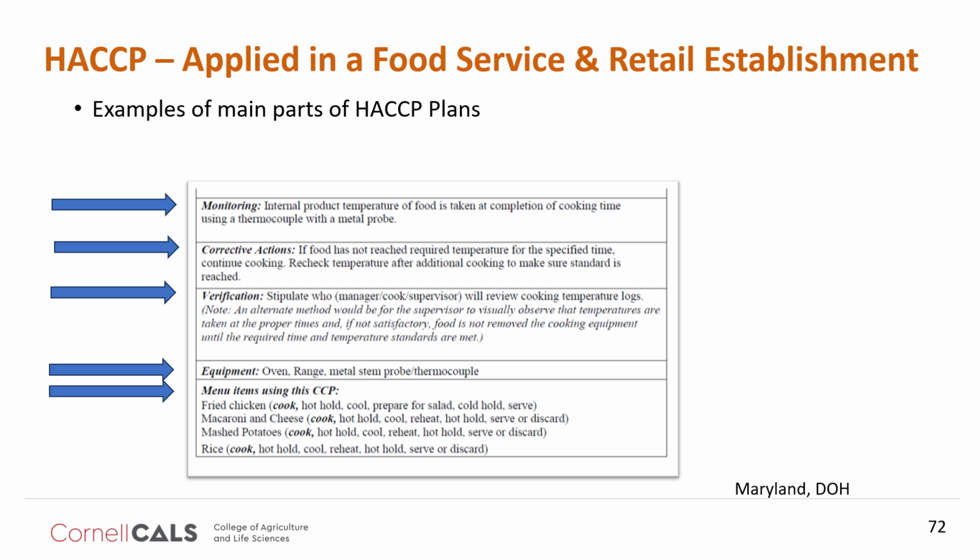Verification. Here the team would decide who, when, and how often and how verification will be done. Maybe by visual observation of the person doing the temperature measurements. After that, they list all of the equipment that is needed. And finally, it lists all of the menu items that have cook step CCP in them. For example, fried chicken, macaroni and cheese, and others. The HACCP team would make a similar table for other CCPs, for example, cooling, reheating, and similar.